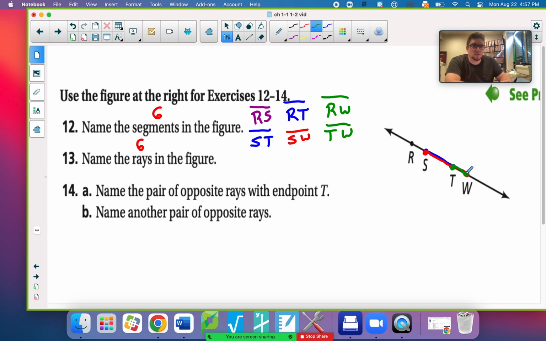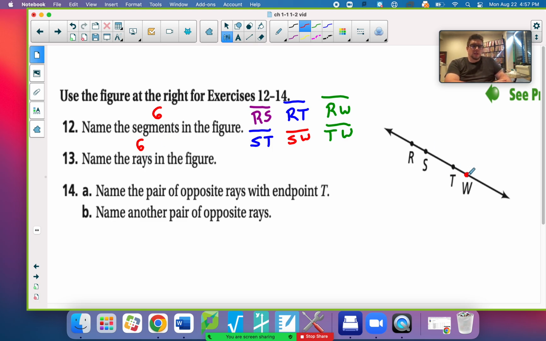Again, if you were to be like, well, let's just start the process, start over here at W. WT, that's this one. WS, that's this one. WR, that's this one. So there are 6 total unique line segments in this picture. In the same vein, there are 6 unique rays.